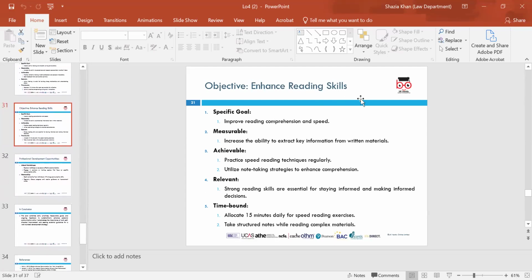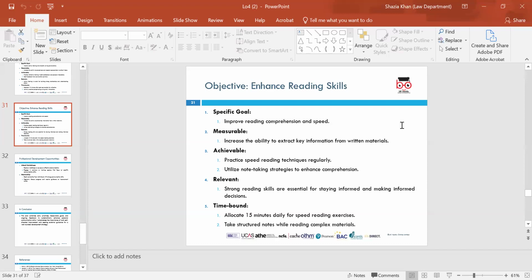The objective for enhancing reading skills: the specific goal is improving reading comprehension and speed. The measurable for this would be to increase the ability to extract key information from written materials. The achievable would be to practice speed reading techniques regularly to improve your reading skills, and to utilize note-taking strategies to enhance comprehension. And the relevant is that strong reading skills are essential for staying informed and making informed decisions.